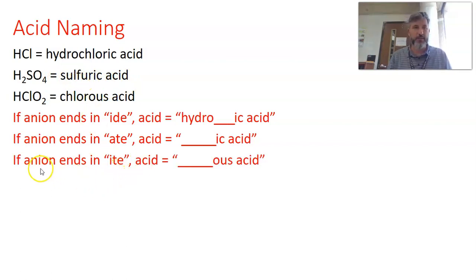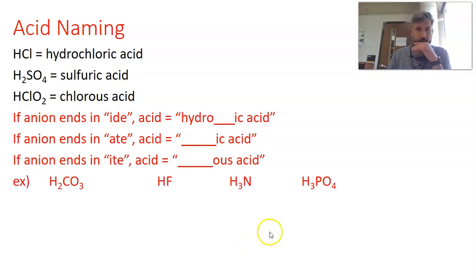Then the last rule is if the anion ends in ite, the acid gets no prefix and then it gets an us ending, okay? So this last example up here, HClO2, you might recognize ClO2 1- is chlorite. So if the anion ends in ite, we're going to make the acid end in us. So it's going to be chlorous acid. Okay, all right. Try these 4 examples. Maybe pause and give them a shot and see if you can apply the rules, and then I'll go over them.